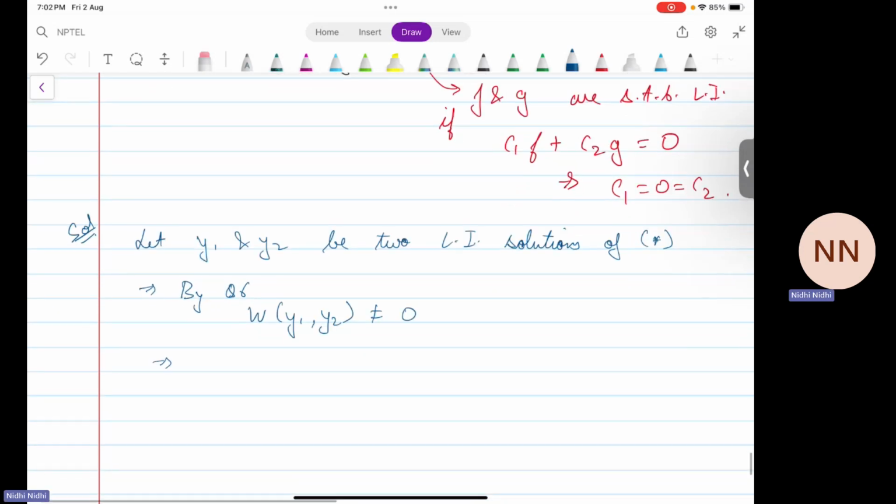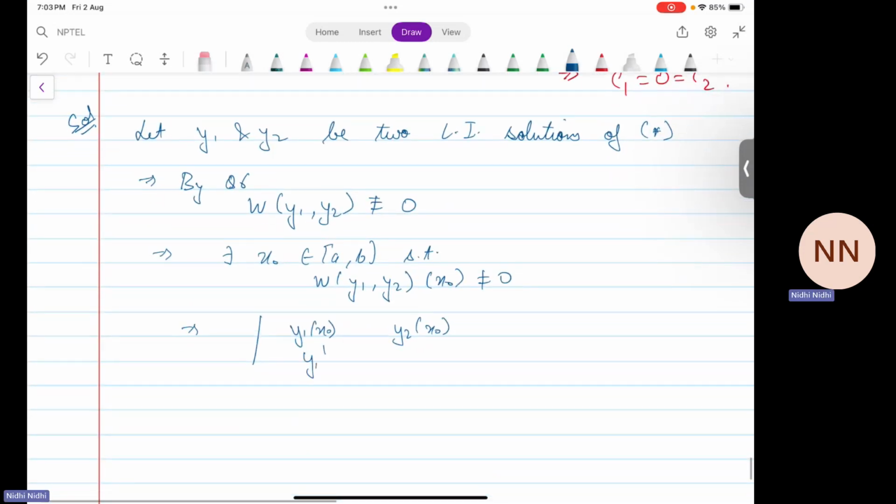So this implies there exists some x naught in AB such that the Wronskian of y1 and y2 at this x naught is non-zero. That means this determinant, y1 x naught, y2 x naught, y1 dash x naught, y2 dash x naught, is non-zero.